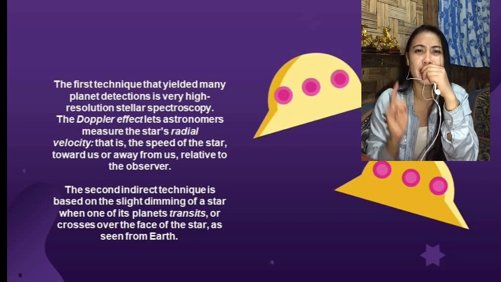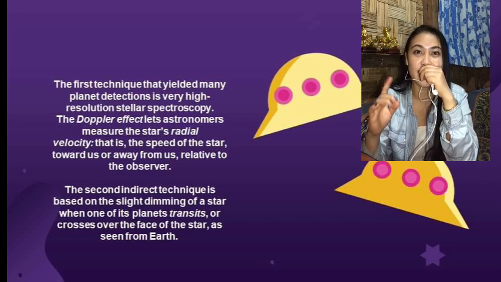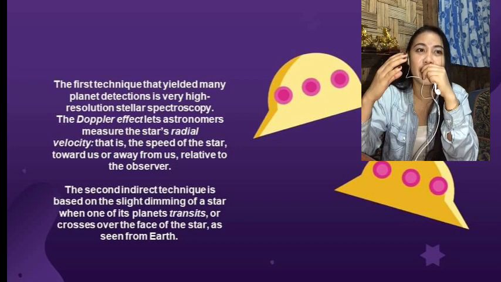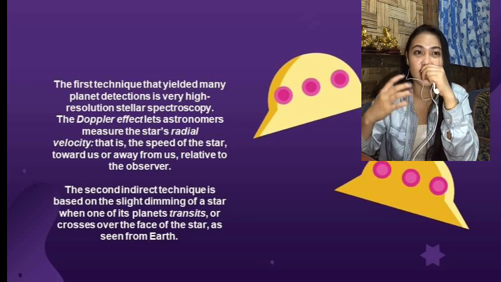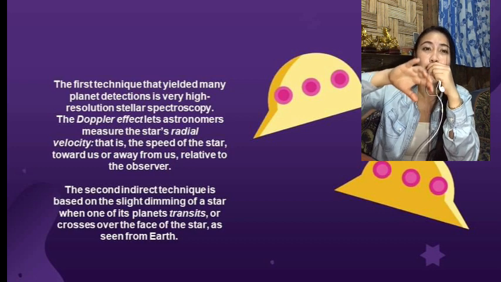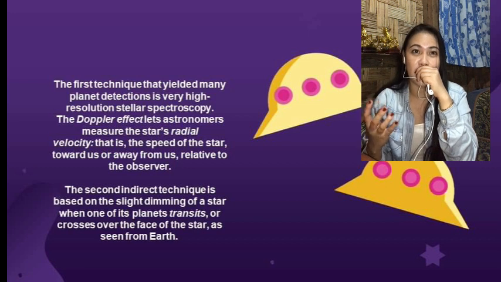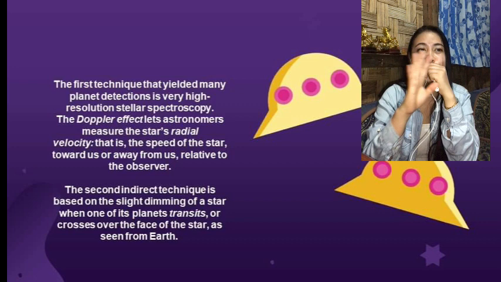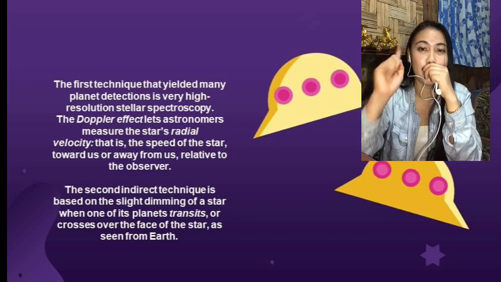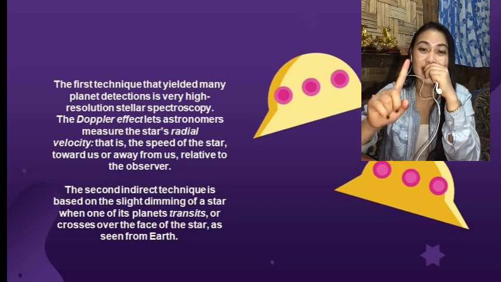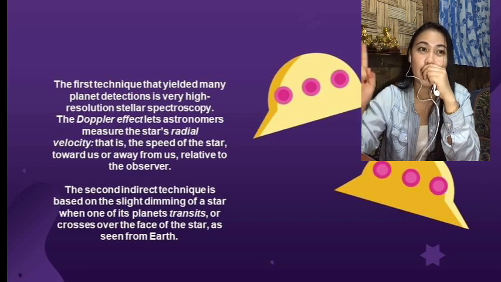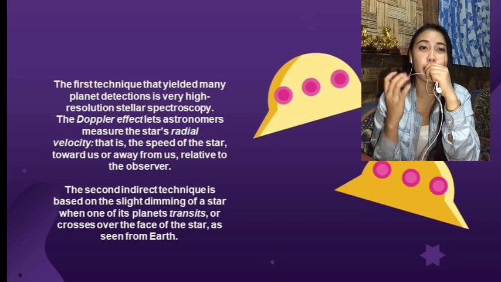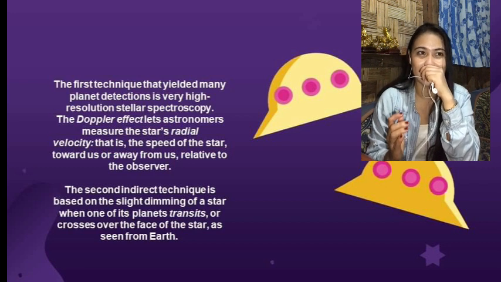So, if there is a massive planet in orbit around the star, kapag may massive planet po na nag-orbit around the star, the gravity of the planet causes the star to wobble, or nagbabago po yung radial velocity niya by a small but detectable amount. And the distance of the star does not matter. Remember that, the distance of the star does not matter as long as it is bright enough for us to take very high quality spectra.